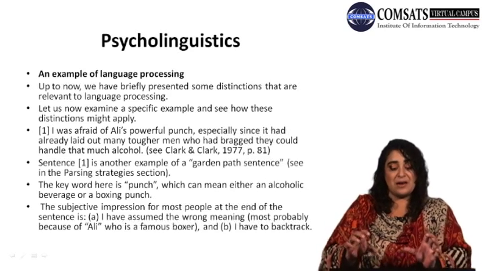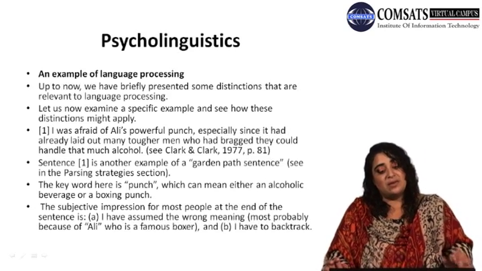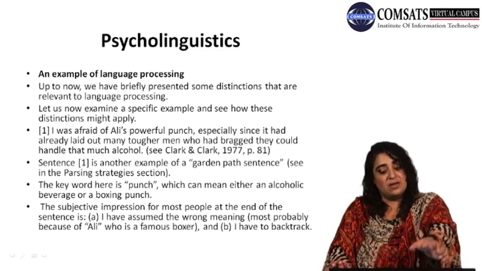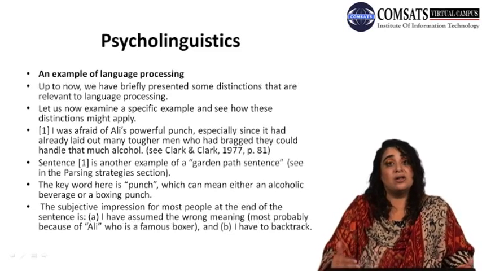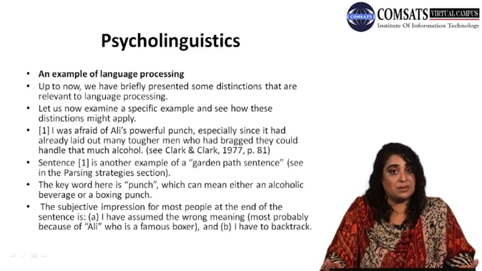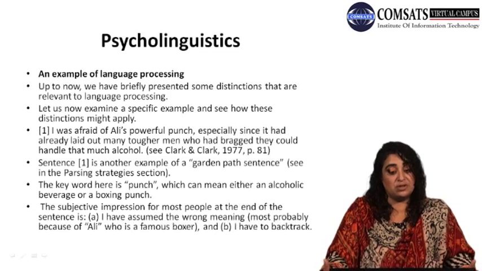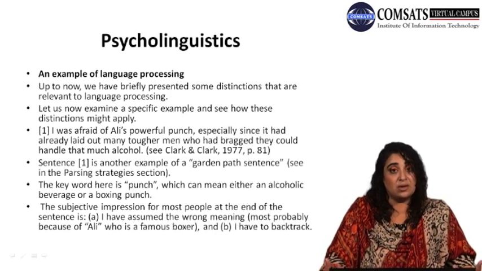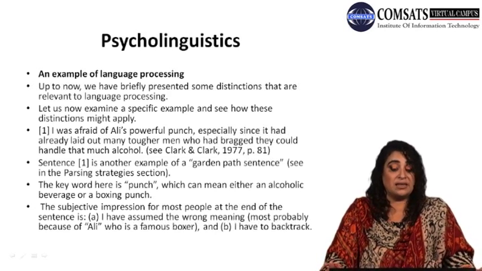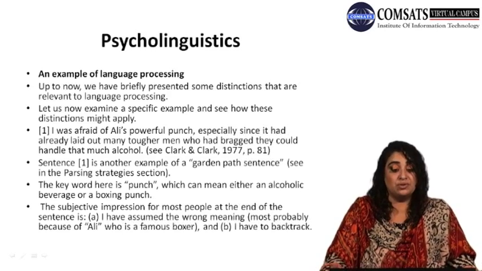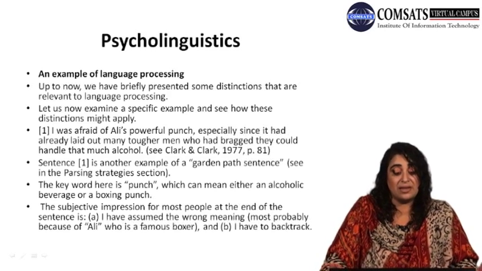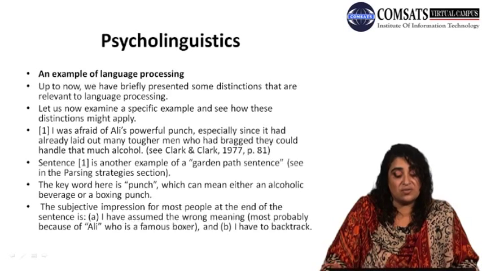सो देन अब सेकेंड पार्ट ऑफ सेंटेंस जब आया उससे हमें क्लियर हुआ कि वो अलीज पावरफुल पंच उसके बॉक्सिंग पंच या उसके मुक्के से बात नहीं हो रही थी, बट अल्कोहल बेवरेज के बारे में बात हो रही थी, और वो पंच जो बनाता है उससे मुझे डर था. क्यों? कि वो ऐसे लोग जो बड़े टफ थे, जो ये कहते थे कि हम इससे ज्यादा भी अल्कोहल हैंडल कर लेते हैं और हमें कुछ नहीं होता, उनकी ब्रैगिंग के बावजूद मुझे इसके पावरफुल पंच से डर था. सो देन दैट रिलेट्स, यू सी व्हेन यू फिनिश इट.